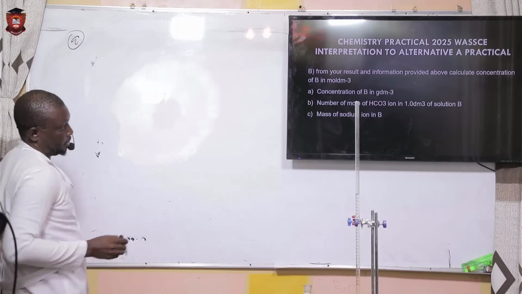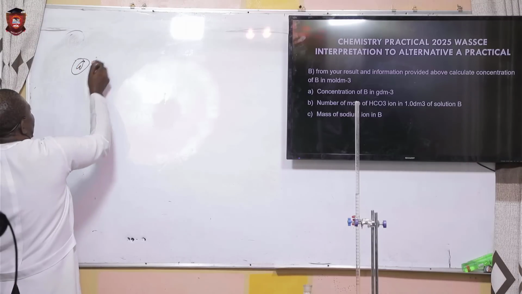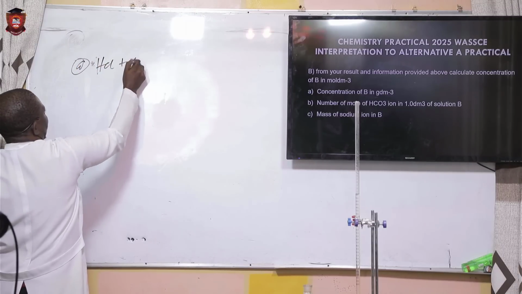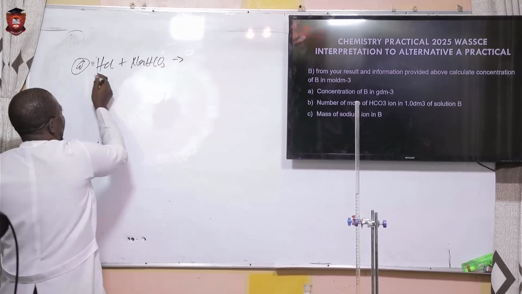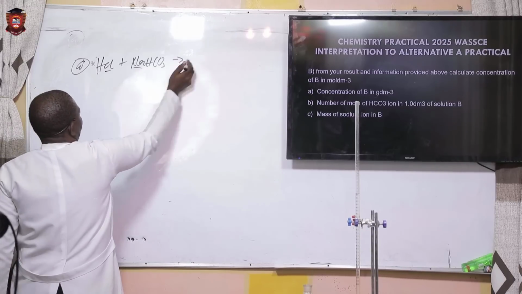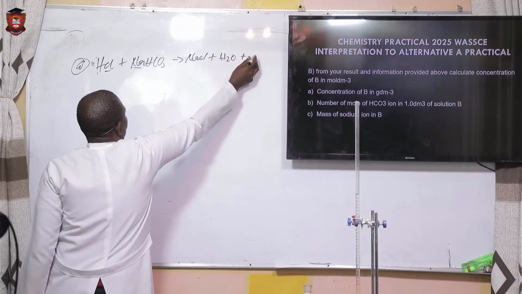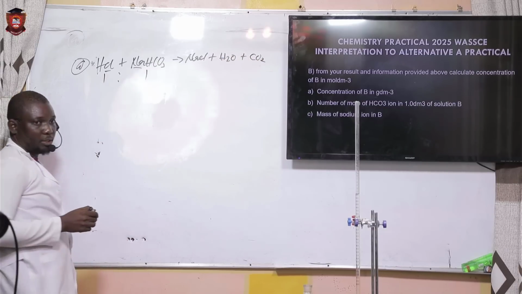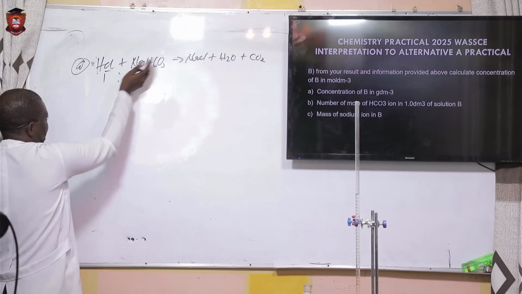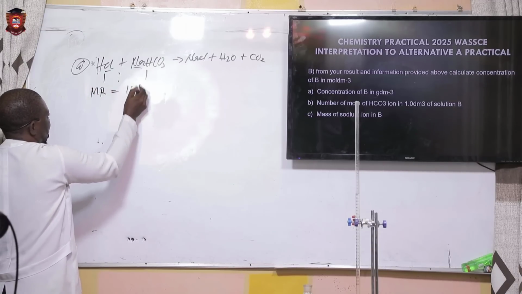A part of it from a result. First of all, HCl plus NaHCO3. So what do you have here now? This one goes with this. NaCl plus H2O plus CO2. Once you finish this, you write this 1:1. So from the equation here, mole ratio is 1:1.